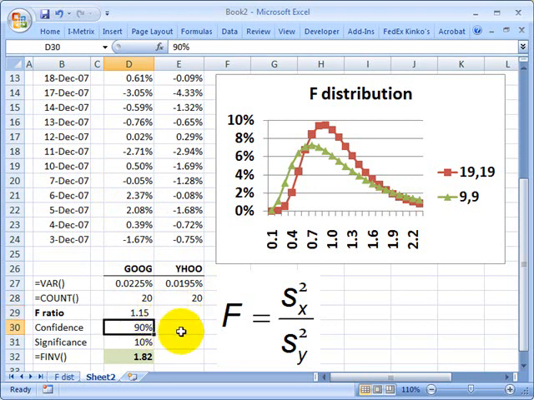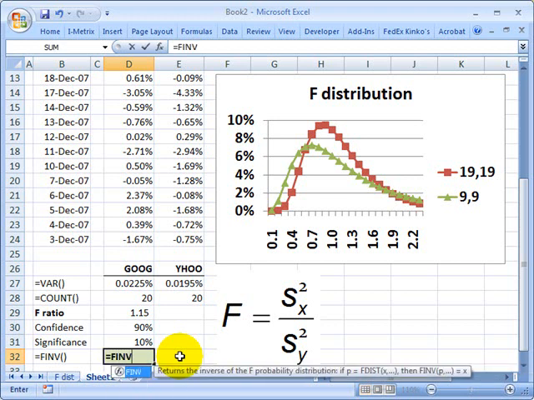Well, I need to pick a confidence. I'm going to pick 90%. As usual, the significance is going to be 1 minus the confidence. So 90% confidence corresponds to 10% significance. And then I can apply the F distribution, or specifically the inverse of the F probability, and I'll start fresh with that. I use the Excel function equals FINV, which is the inverse of the F probability distribution. It takes three parameters. First, the probability, which is, in this case, the significance. That's my 10%, comma.